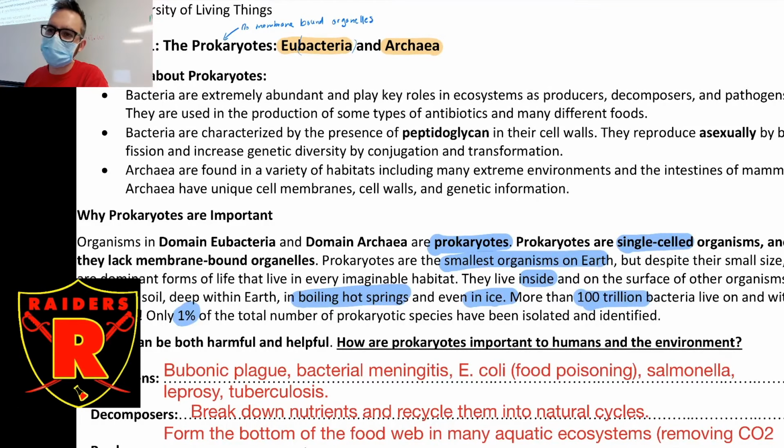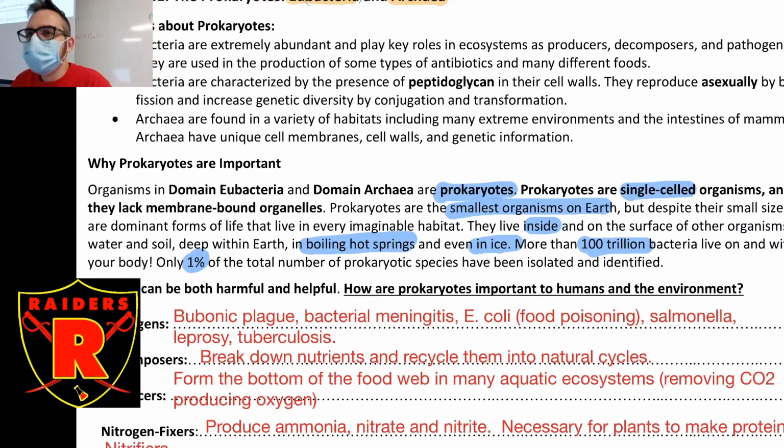They are decomposers. They often produce nutrients in different environments. They can be pathogens, so they can cause illness. They could be the producer in a given environment doing photosynthesis. They do all kinds of things. And they are by far the oldest living things. They were around first. So the single-celled organisms are the first. Like I said, there's two main groupings. The first one is bacteria.